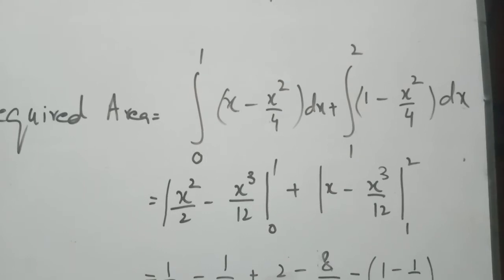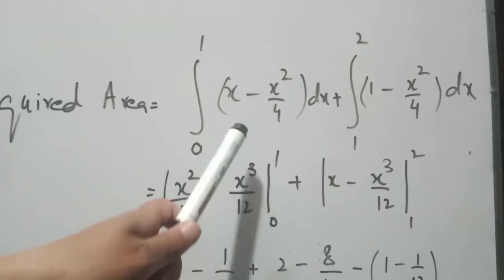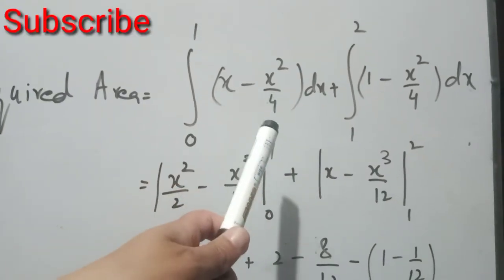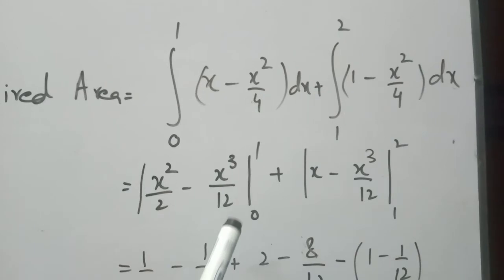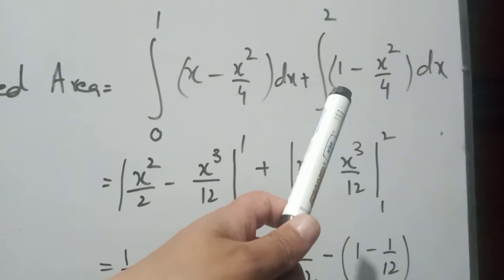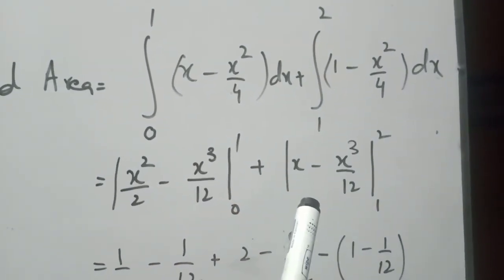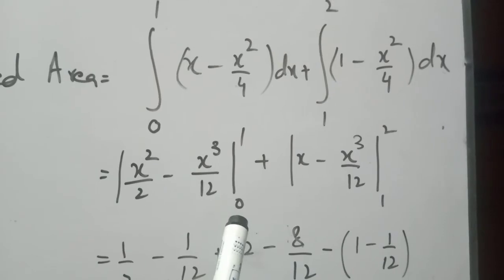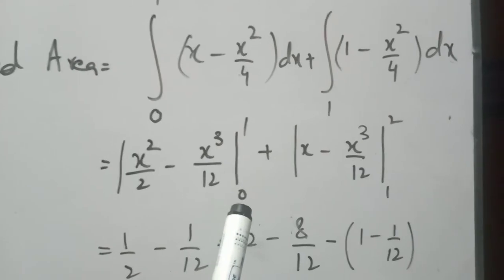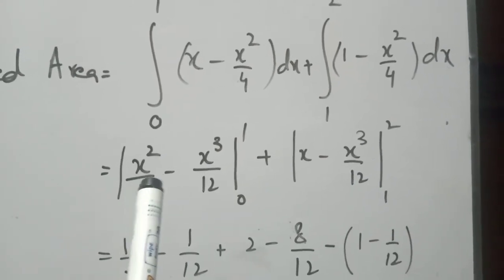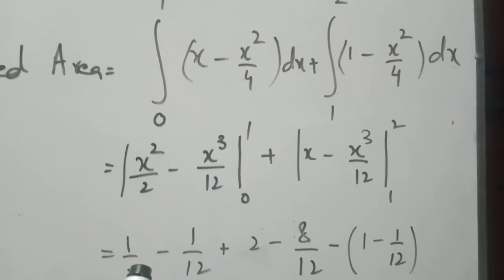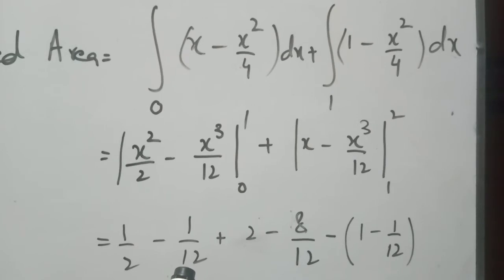Here we have integrated these two functions very simply. x squared by 2, and it will be x power 3 by 3, and 3 multiplied by 4 will give you 12, and 0 to 1 is the range, lower limit and upper limit. Similarly we integrate this function. Now we apply these limits 1 to 0. It will give 1 by 2 minus 1 by 12 when using 1, and when we put 0 in both of these, x squared and x power 3, it will give us 0. So we have only two values, 1 by 2 and 1 by 12.